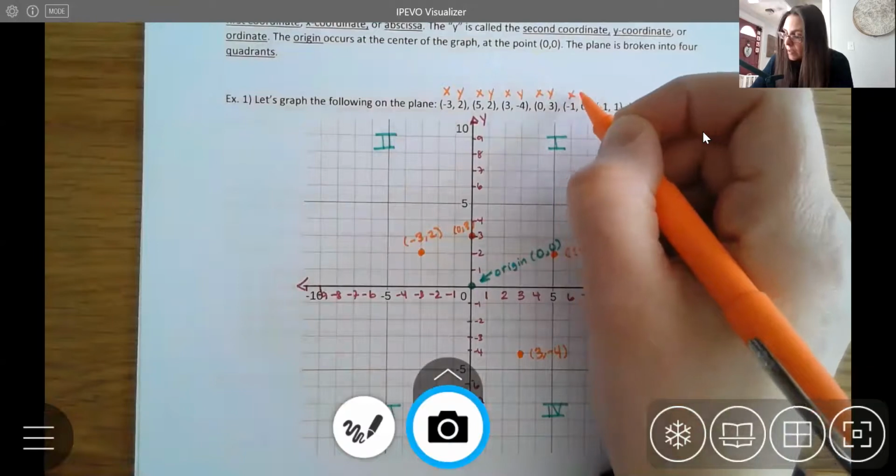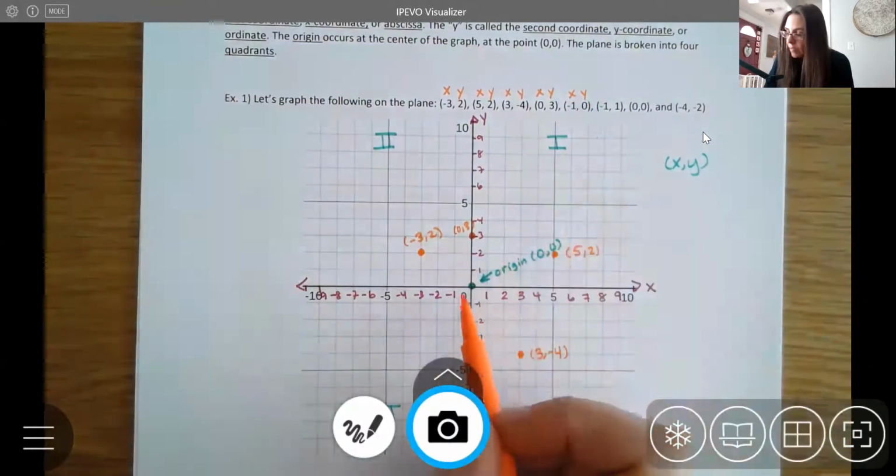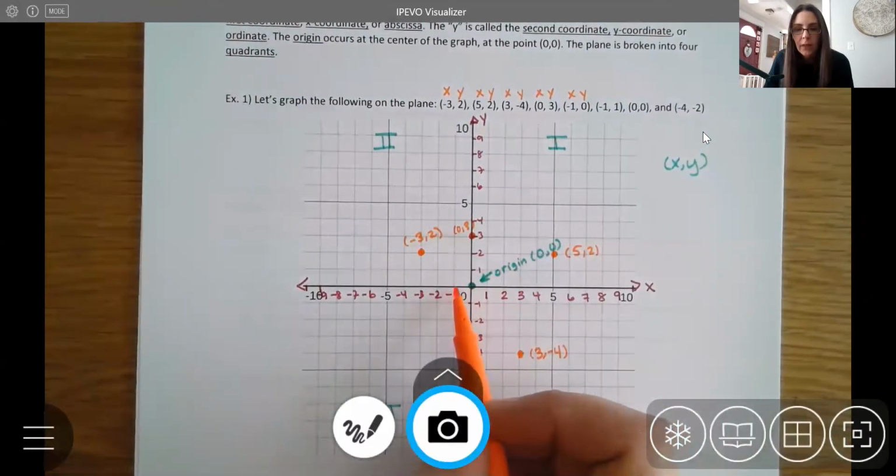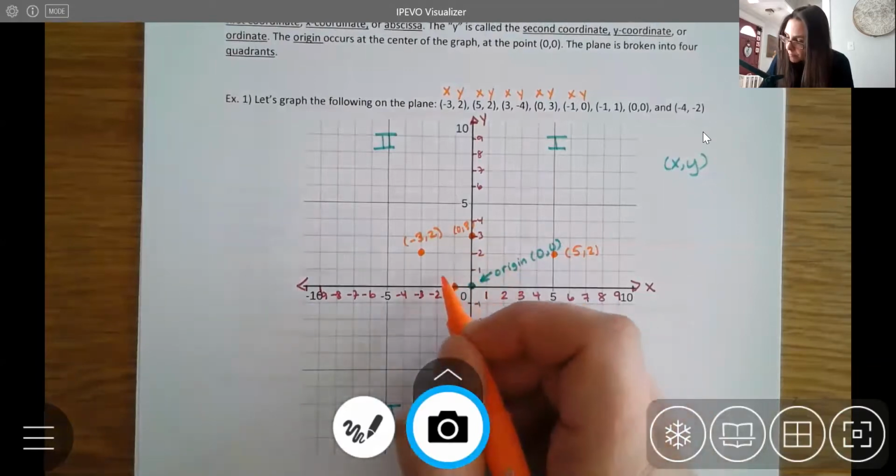And then the next one's going to be a similar idea. So my x is -1, so I'm going to go over to -1 first. And then my y is 0. So I'm not going to move up, I'm not going to move down. So I'm going to put my point right on the axis.